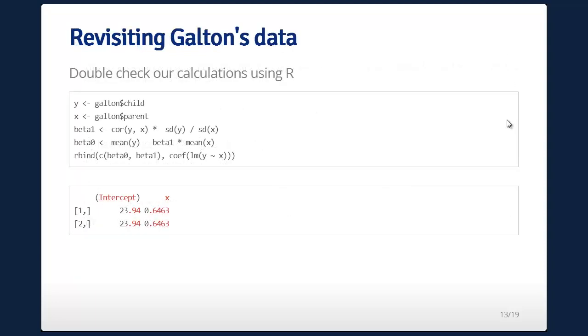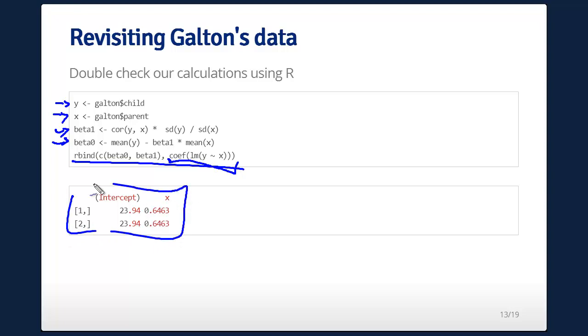Okay, so let's revisit Galton's data. Just to not have to keep typing the dollar sign, why don't I just define y and x. Then our beta 1 is the correlation of y and x times the standard deviation of y over standard deviation of x, and our beta naught is mean y minus beta 1 times mean x. And then we can spit those out. Just to double check myself, I'm going to grab the coefficients from the R program lm, which does exactly regression, y tilde x, and you can see that they work out to be the same. So I didn't mess up my math.